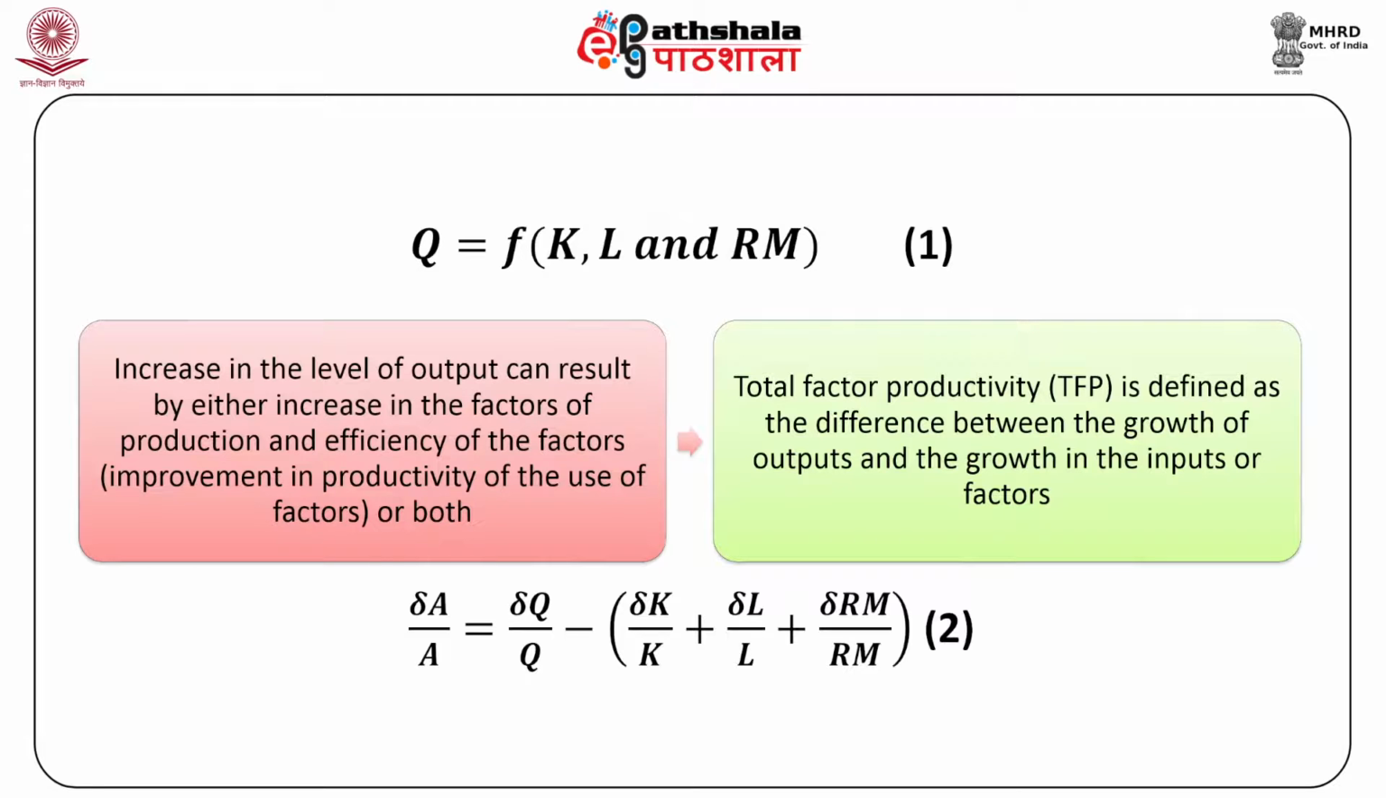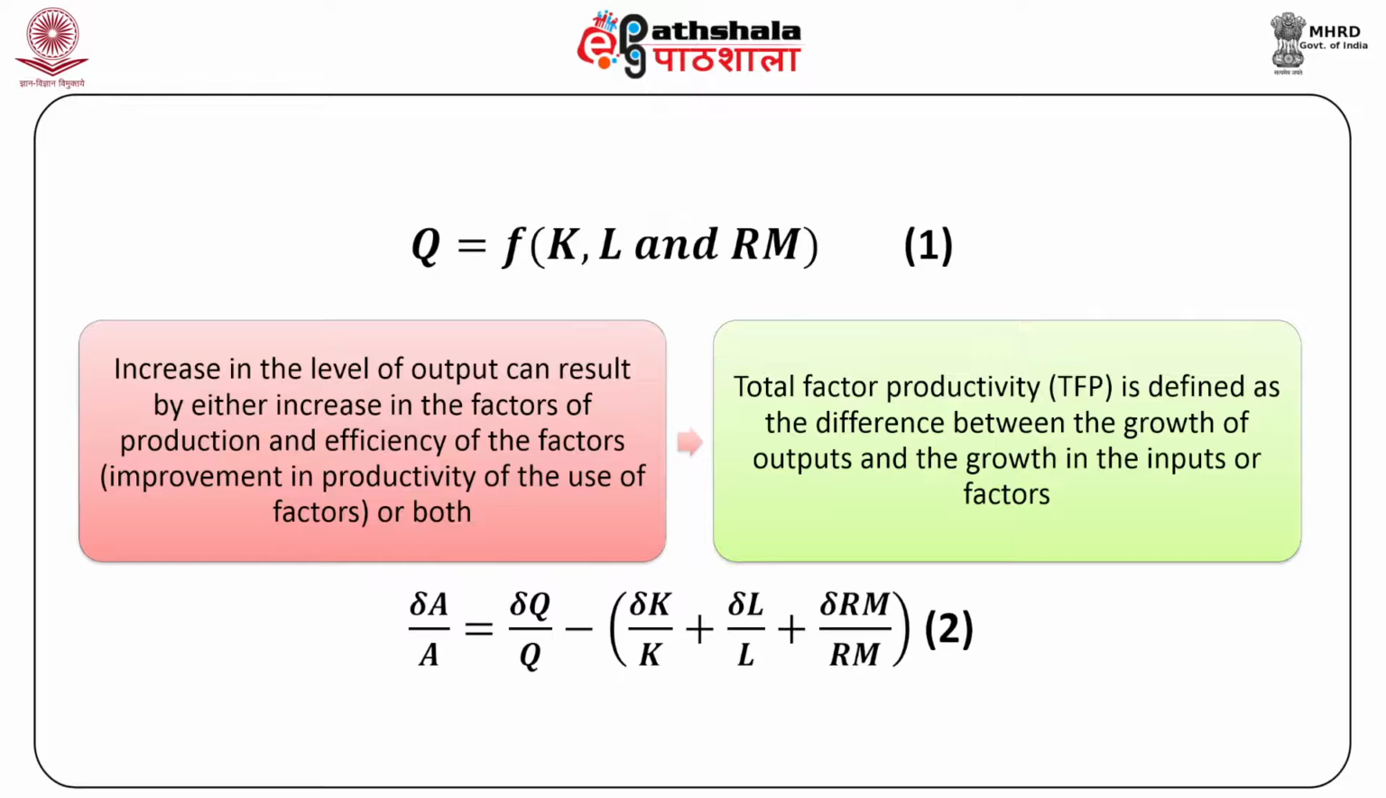To understand systematically, we can first begin with the production function of economics. That is, Q is equal to a function of K, L and Rm. Let this be equation number 1, where K and L stand for physical capital and labor, and Q and Rm denote output and raw material. Increase in the level of output can result from either increase in the factors of production, or efficiency of factors, that is improvement in productivity of the use of factors, or both.